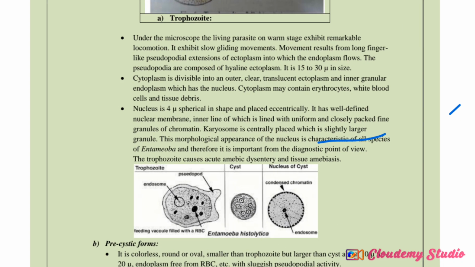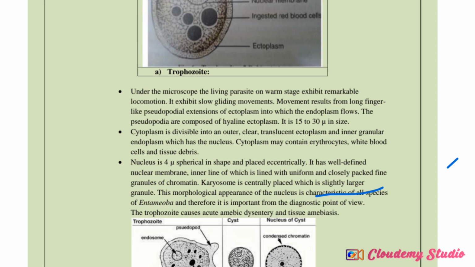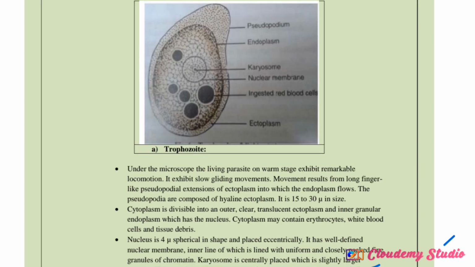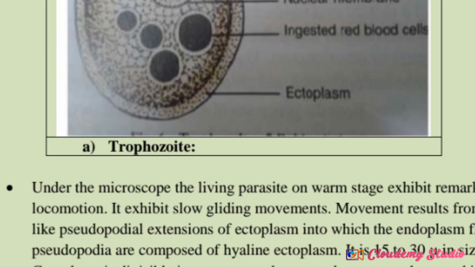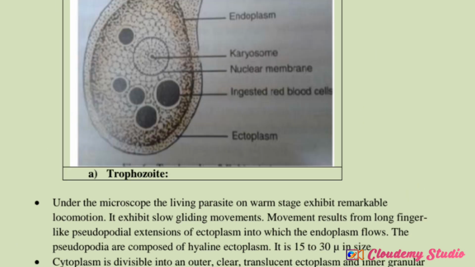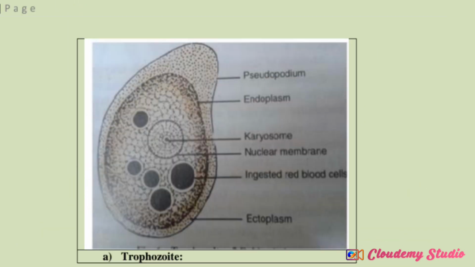Now, under the microscope, the living parasites in the warm stage exhibit a remarkable locomotion. It exhibits a slow gliding movement using their pseudopodia. Now look at it. This is the structure of the Entamoeba histolytica trophozoite. So this is the pseudopodium. Can you see?